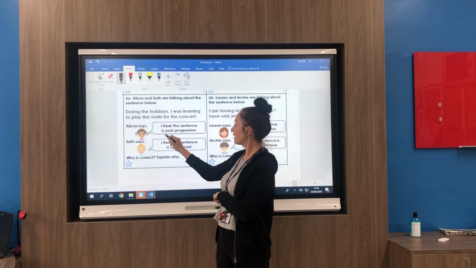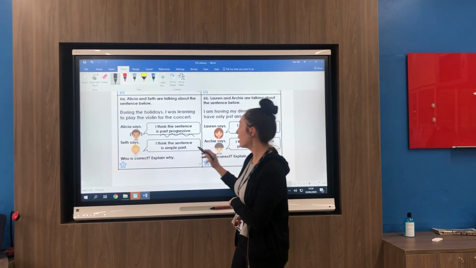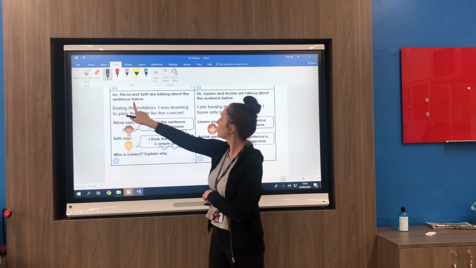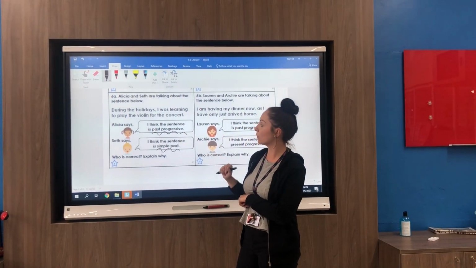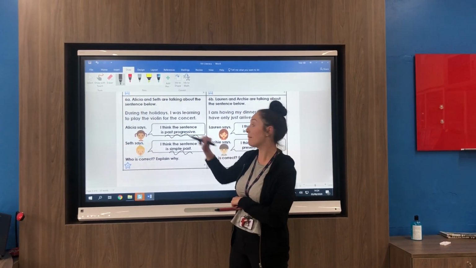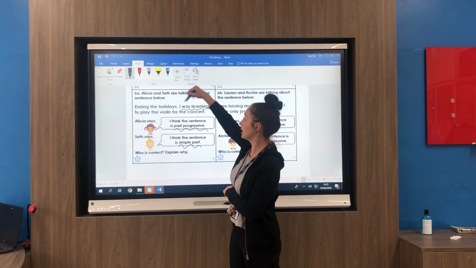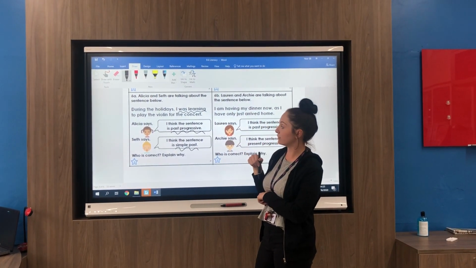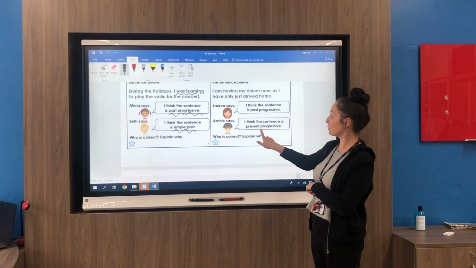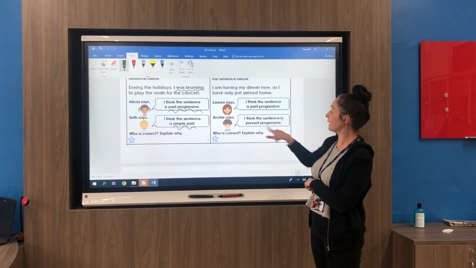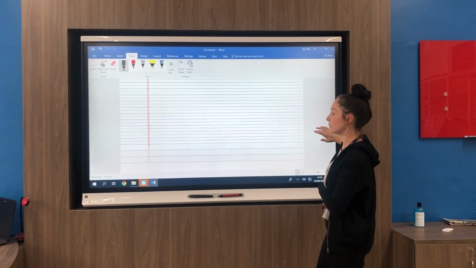But this one mentions past progressive. Okay, so simple past. During the holidays, I was learning to play the violin for the concert. So if we remember, "was learning" would be past progressive, wouldn't it? Because "was" is your past, and then we have an "ing" verb, don't we? So that's a little bit of a clue to help you answer that question. And present progressive, remember, would be an "ing" word again, and "is" or "are". So that should help you with those ones.